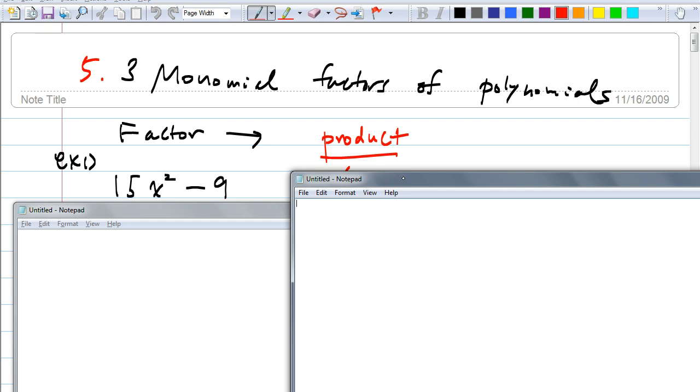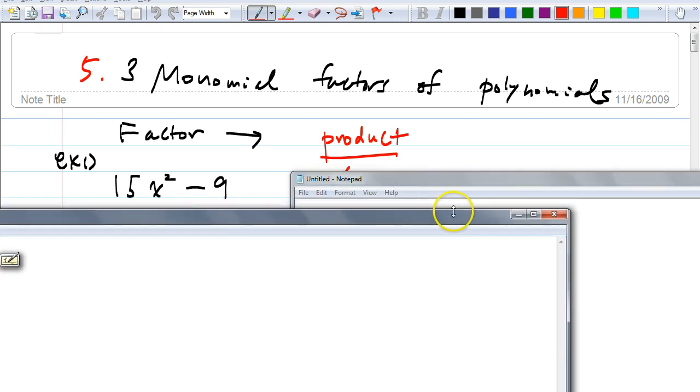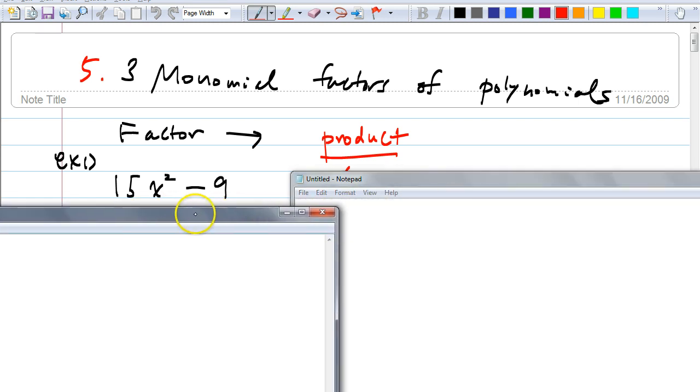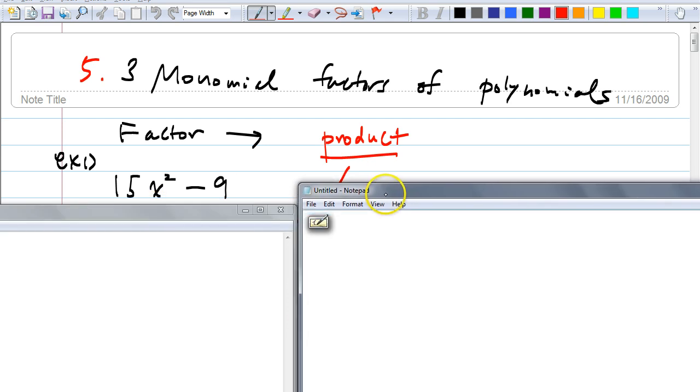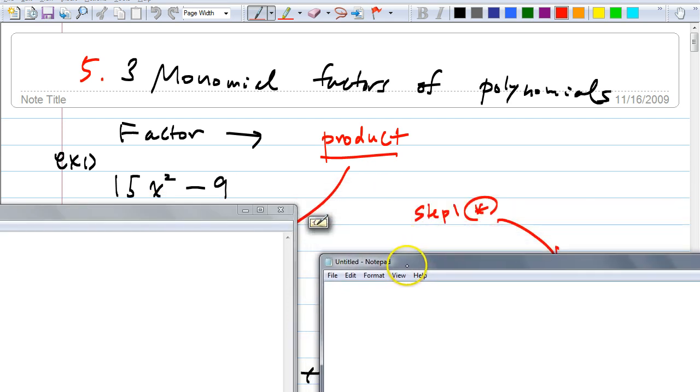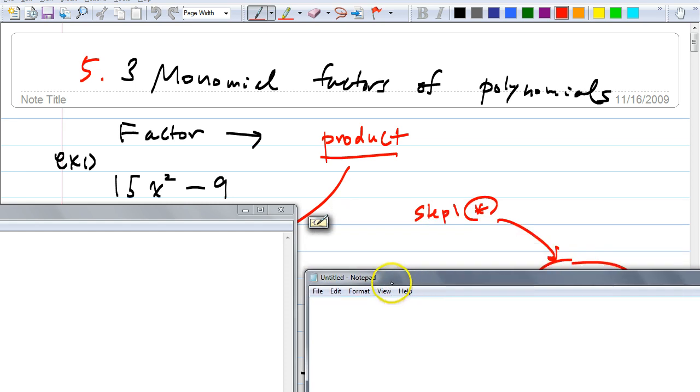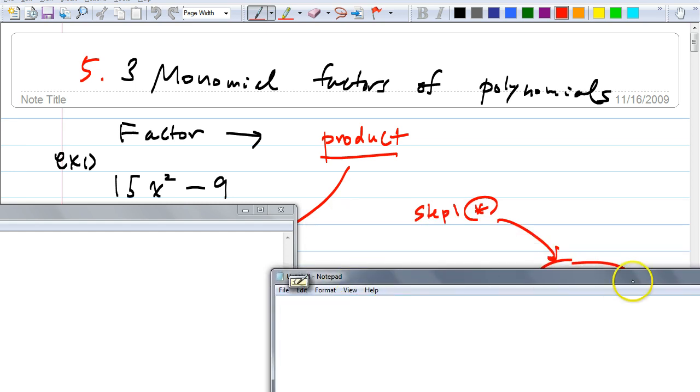Is the monomial factor in this one, would that be 15? No, the monomial factor of the whole polynomial would not be 15. Let me show you the first step. Before we talk about this, what is the GCF of each of these terms? Because that's your step one. To find the monomial factors of a polynomial, you have to find step one. Step one, find the GCF.